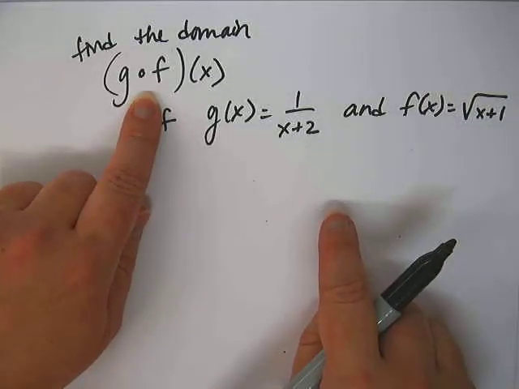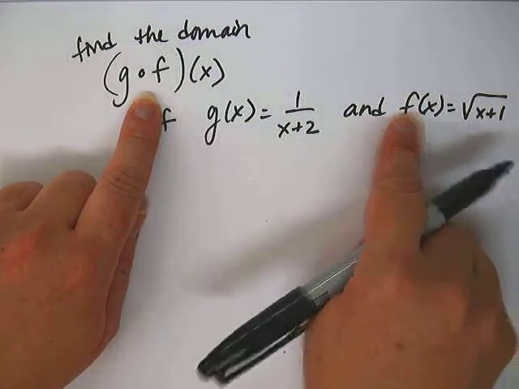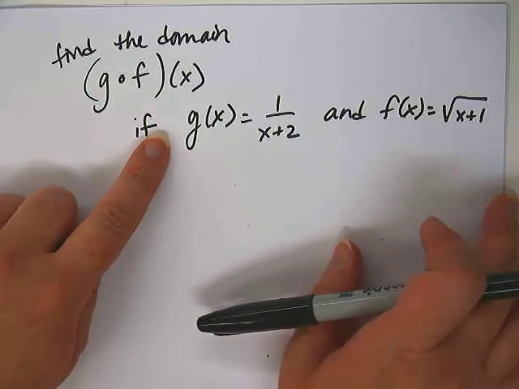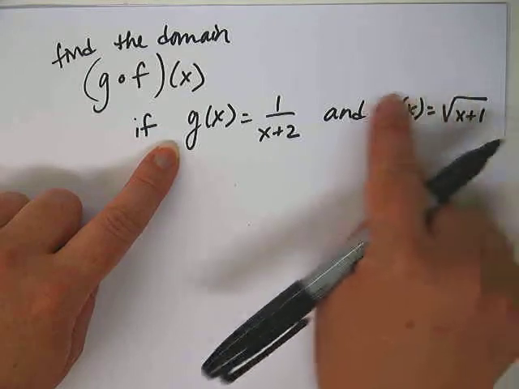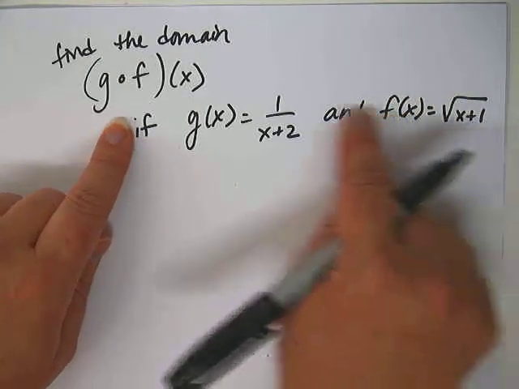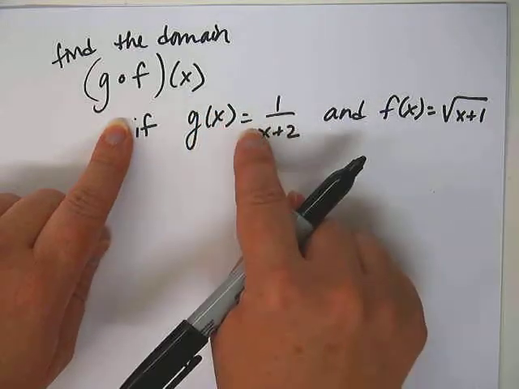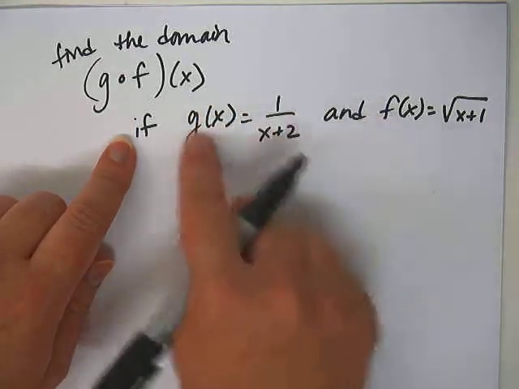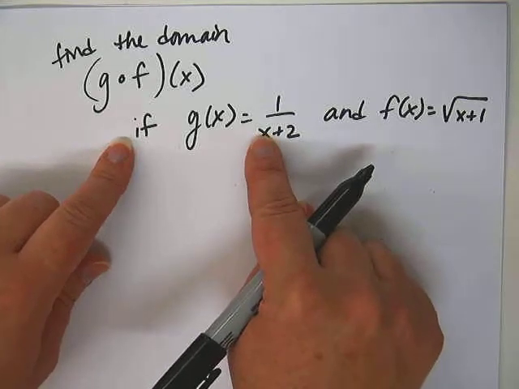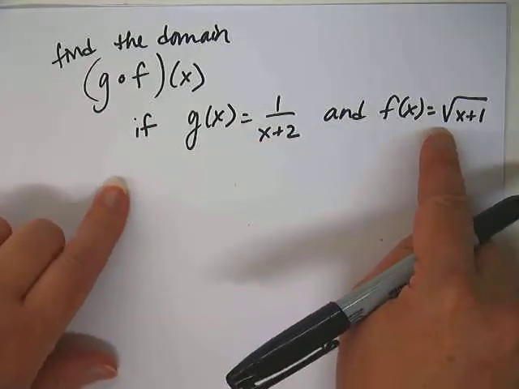Okay, so notice the order we're doing things in this time. We're doing f first and plugging it into g instead of the other way around in the problem we just did. So that means we have to consider the domain of f of x and we have to consider the domain of g of f of x, but we never have to worry about the domain of g of x. So even though the domain of g of x would be that x cannot equal negative 2, we don't care. Doesn't matter in this problem.